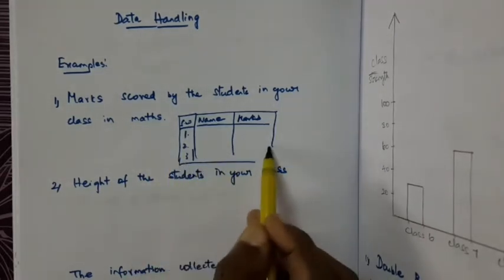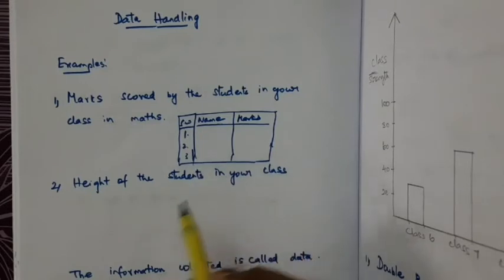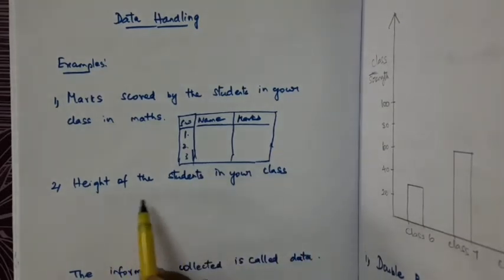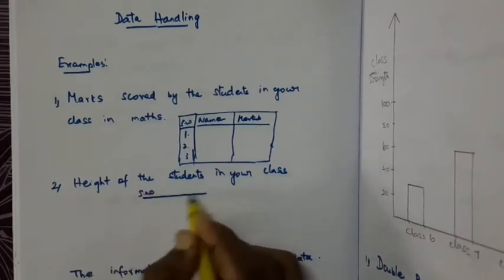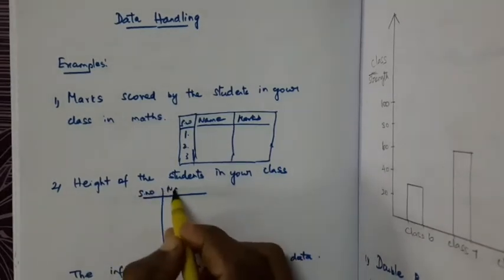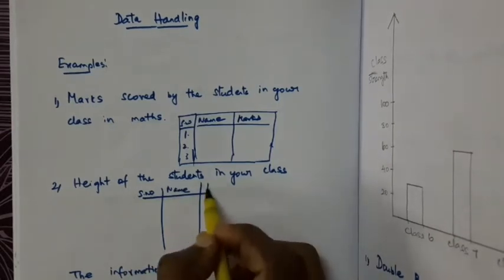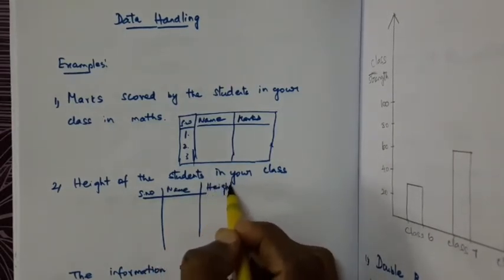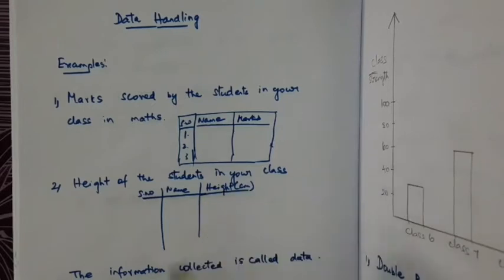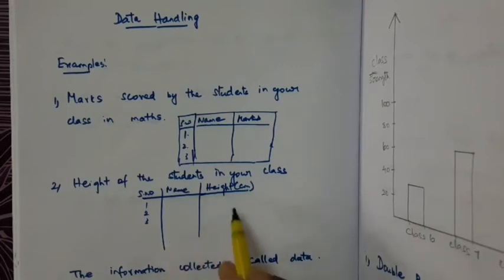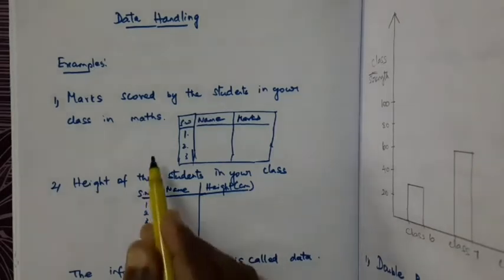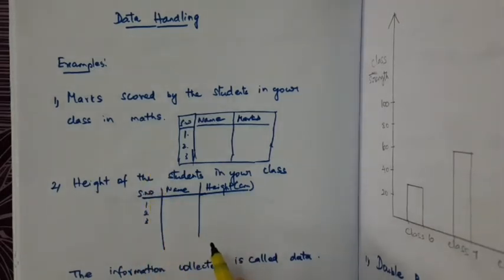We can have more examples on this. The second is the height of the students in your class. I can give serial number, name of the student and the height, in centimeters. We put 1, 2, 3 up to the class strength, write the name of each student, and measure and write the height of each student. So in each case we are collecting some information.